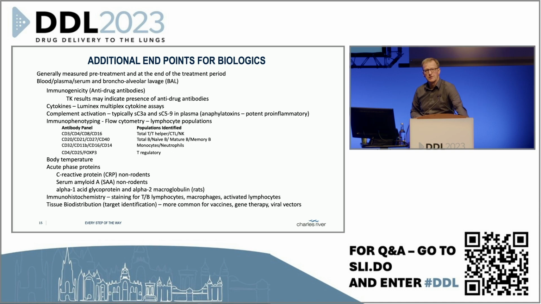We can also do immunohistochemistry to look at T and B lymphocytes in macrophages and activated lymphocytes. Tissue distribution studies can be required, although this is more common for vaccines, gene therapy products, and viral vectors.